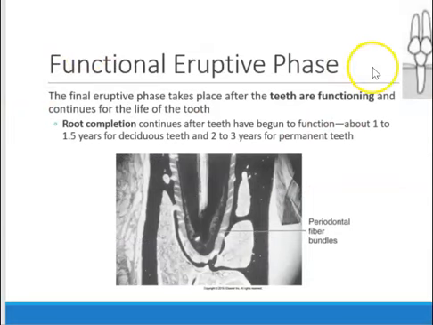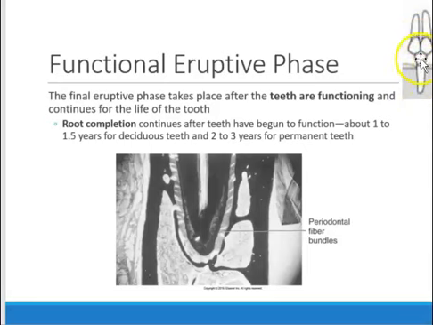Okay, let's look at the functional phase. The functional eruptive phase is when the tooth has fully erupted and the teeth are functioning. Interesting fact: when it fully erupts, the root can take a while to complete. It can take 1 to 1.5 years for the root to complete after the functional stage for baby teeth, and for permanent teeth, it can take 2 to 3 years for the root to fully develop. So root completion continues even after the teeth have begun to function.